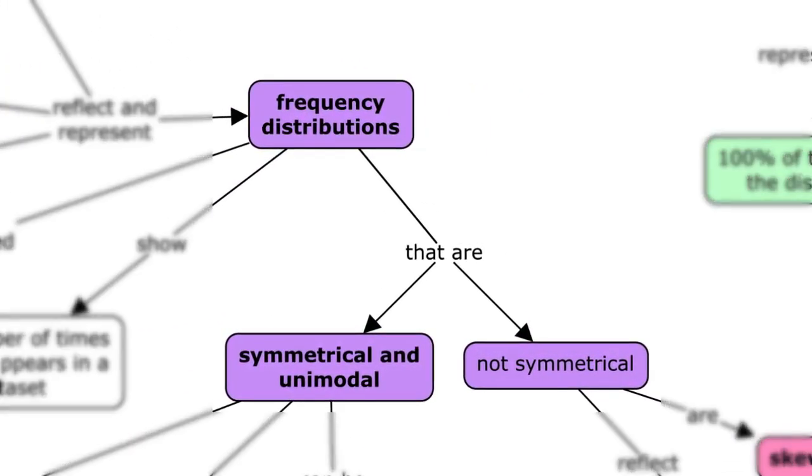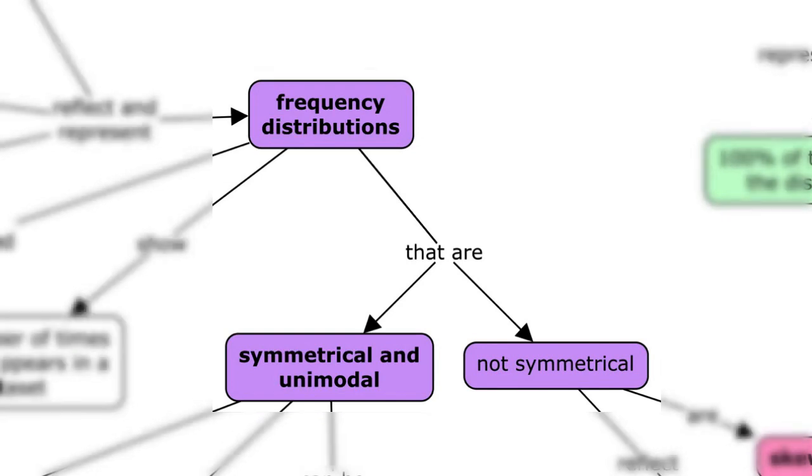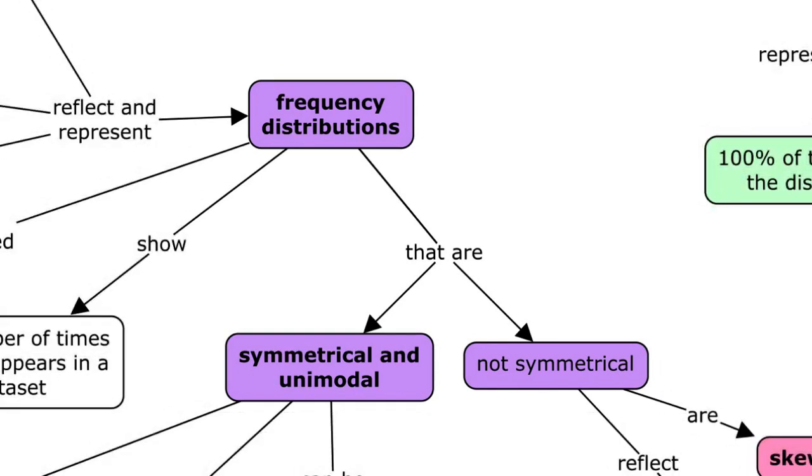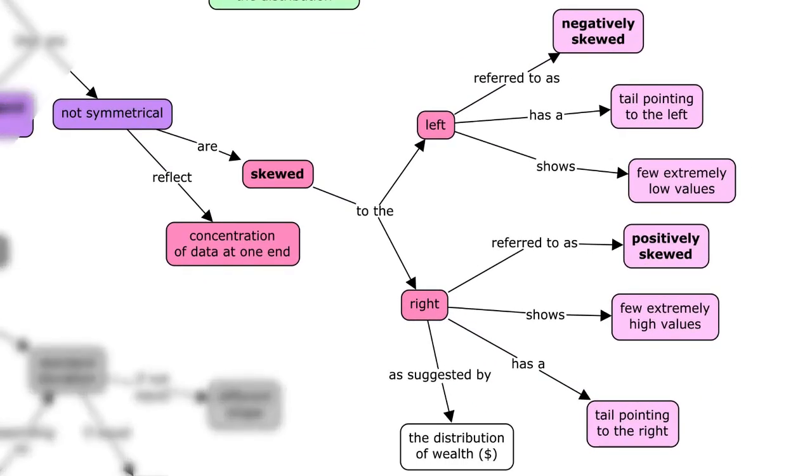Visually speaking, for our purposes here, we can characterize our frequency distributions as falling into two different categories, those that are symmetrical and unimodal, and those that are not symmetrical. As for those that are not symmetrical, we'll primarily be interested in those kinds of distributions that reflect a concentration of data at one end of the distribution.